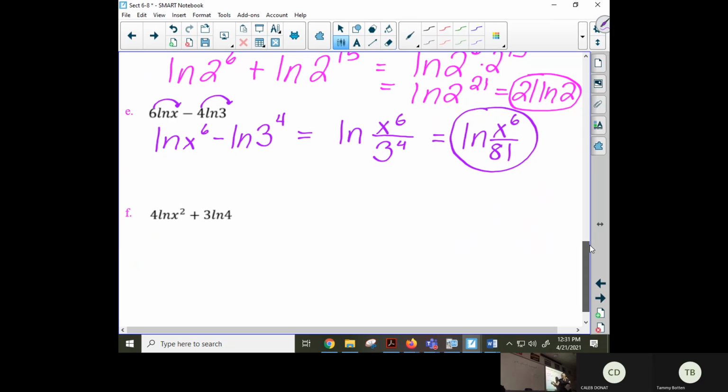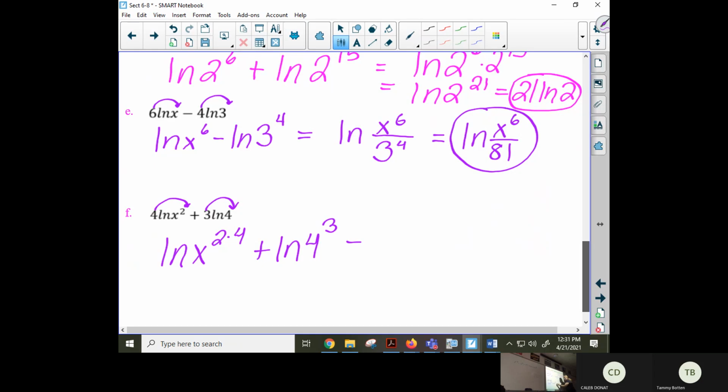All right, let's go to this one. We have an x and a 4, and again, there's nothing we can do with that. So I'm going to bring this 4 up as a power and this 3 up as a power. Okay? So I'd have the natural log of x squared times 4 plus the natural log of 4 to the 3rd. You guys get that?